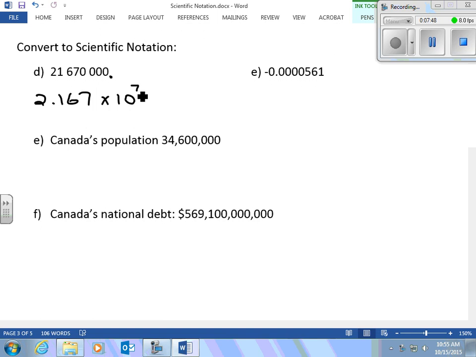In question E here, I have a very small number, but the same rule applies. It'll become 5.61. Put the decimal after the first digit. That way you're getting a number between 1 and 10. And it'll be times 10 to some power, and think, how many spaces did I have to move the decimal place? I moved it 1, 2, 3, 4, 5. So it's negative 5. And since this is a negative number, I stick a negative in front.